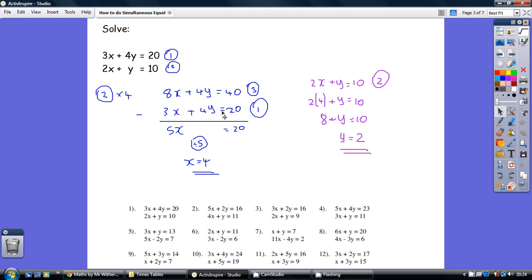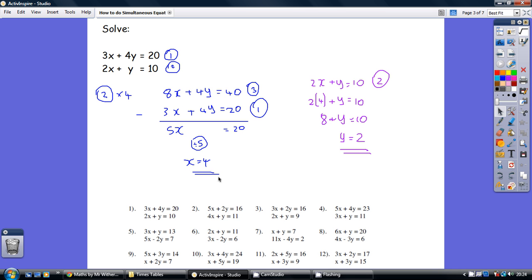Now I've lined up the y's, so I need to eliminate the y's. They're both plus 4y, so in order to eliminate these I'm going to take away the lower equation from the one above. So 8 take away 3 is 5, 40 take away 20 is 20. That's eliminated the y's, so then it's easy to solve. 5x is 20, so x is 4. So that's got x. Now how do we work out y?